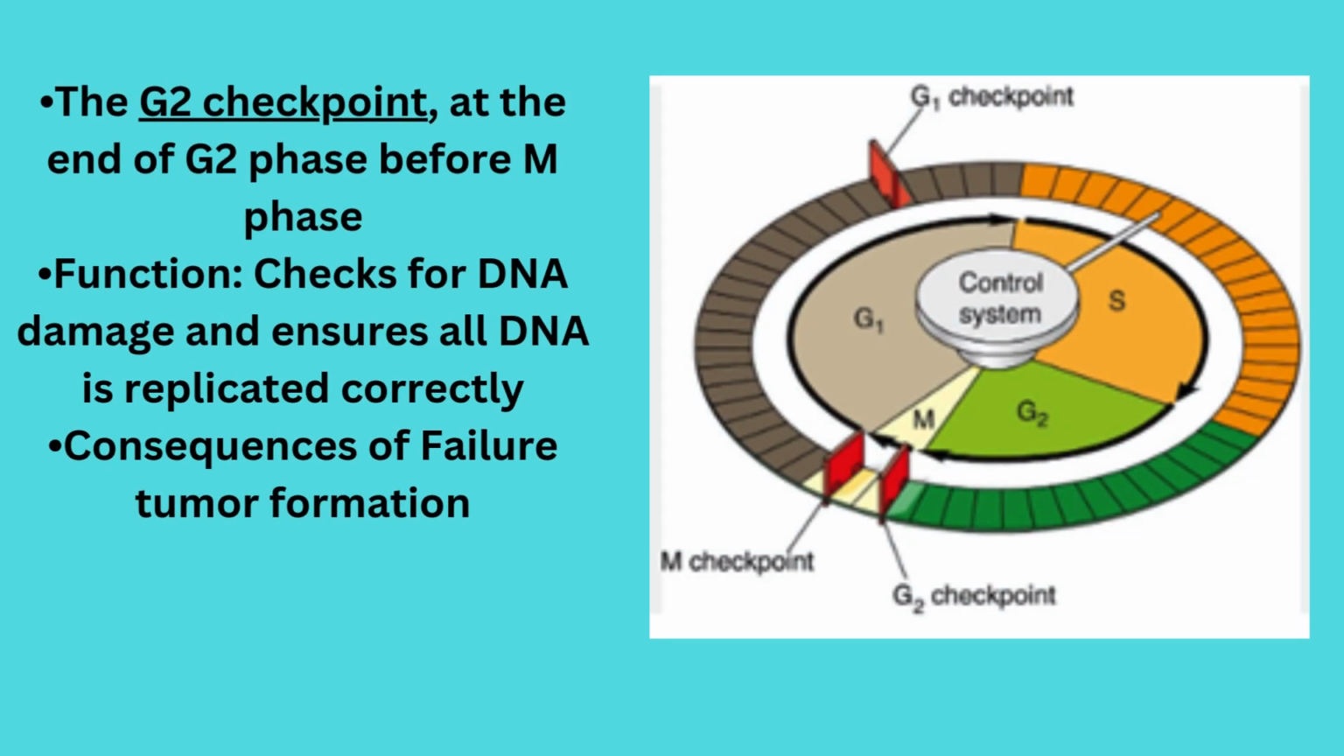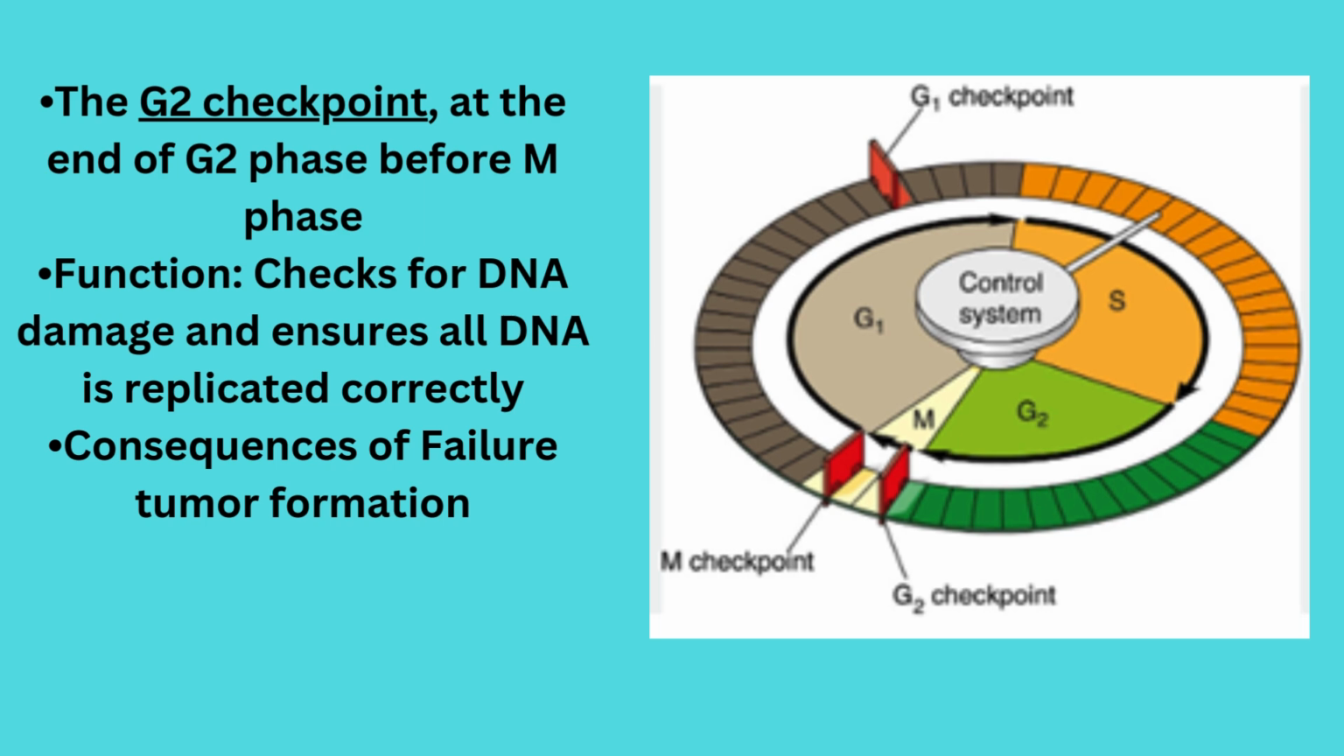Let's talk about the second checkpoint, which is the G2 checkpoint. What is the location of the G2 checkpoint? It is located at the end of G2 phase before M phase. The G2 checkpoint is at the G2 to M transition. Function: it checks if there is DNA damage or not, and ensures all DNA is replicated correctly.